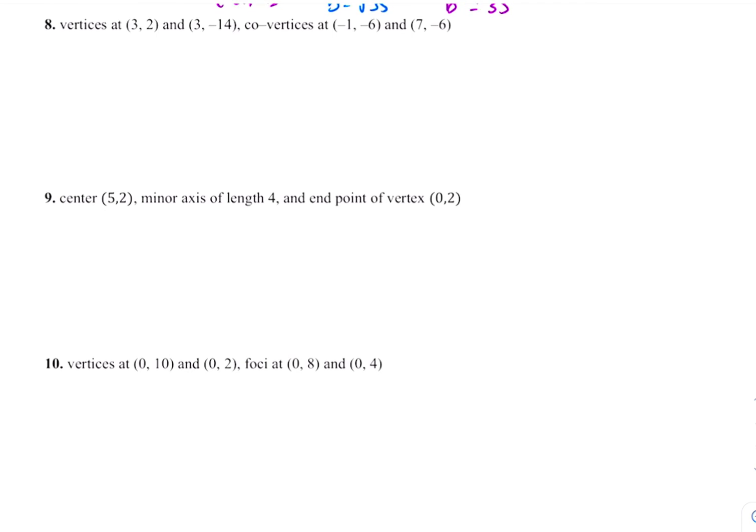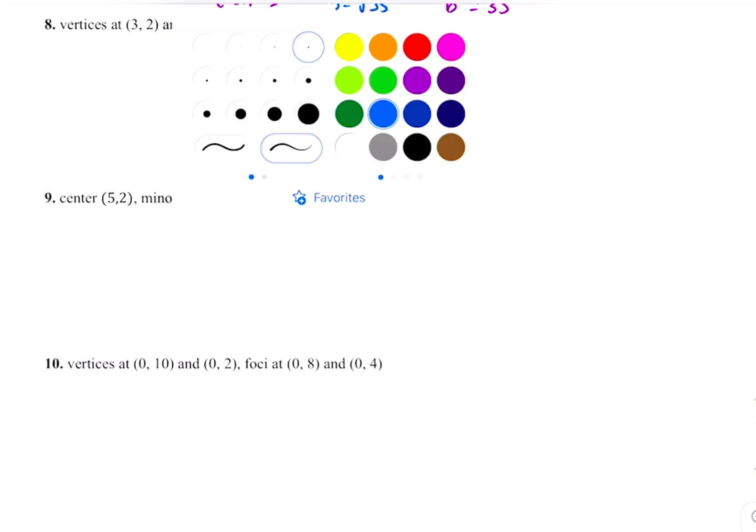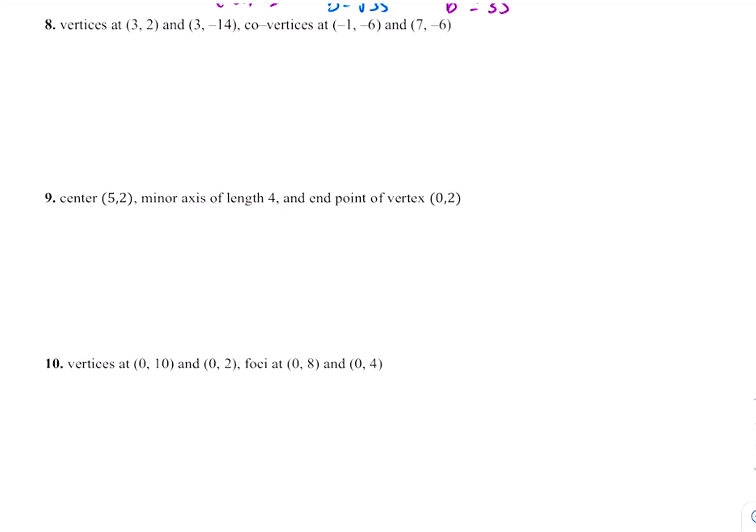Okay. Now if you haven't had a chance to work on 8, go ahead and pause the video, and then you can also pause it to work on 9 and 10. So again, starting with my sketch. So for my vertices, I am going to the right 3 up 2. And then to the right 3 down 14. So let me adjust my graph here, since I'm going to be vertical.